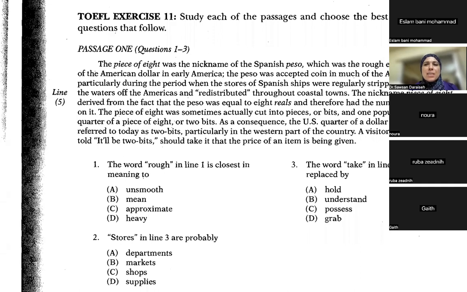So what do you think? Approximate equivalent. So remove rough and put these. Does it mean unsmooth equivalent? Mean equivalent? Approximate equivalent? Heavy equivalent? Because all of these words, just to let you know, if you check the dictionary, they all mean rough. You see why they are hard to choose from? However, if you go to the context, like I said, and decide which one fits here with equivalent of the American dollar, it will be approximate. Like almost, around.